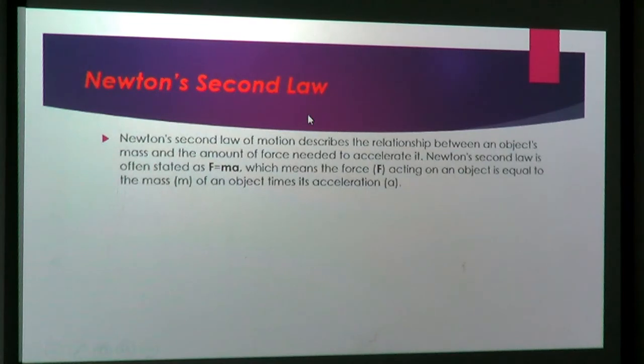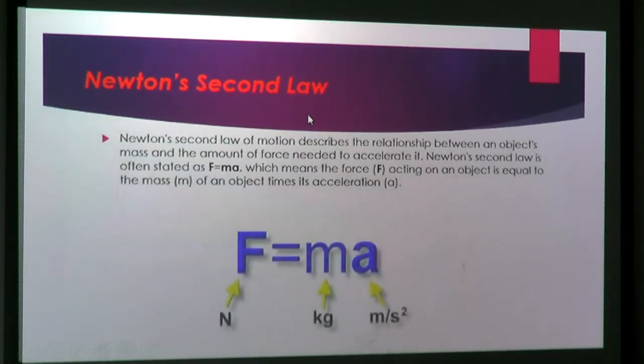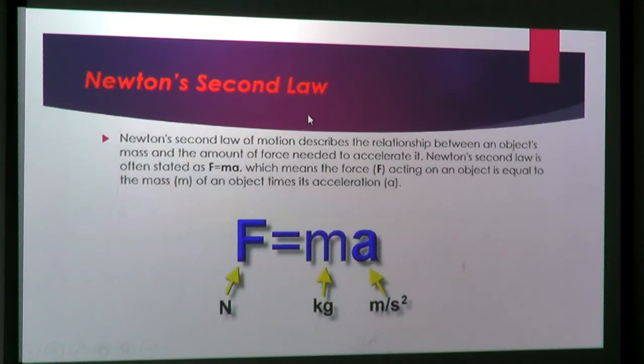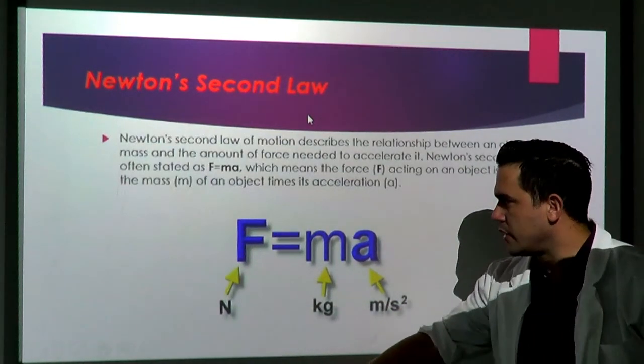Newton's second law states or describes the relationship between an object's mass and the amount of force needed to accelerate it. Newton's second law is often stated as force is equal to mass times acceleration. Force is given in the SI, System International, in newtons, mass in kilograms, and acceleration in meters per second squared.